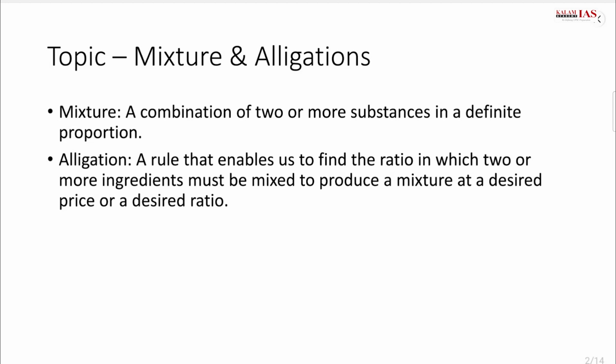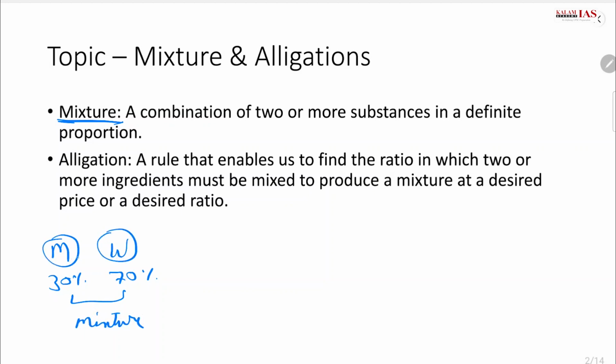So what is a mixture? It is a combination of two or more substances in a definite proportion. Suppose we have two things, milk and water. If we take 30% milk and 70% water and mix them, it will be a mixture. So it is a mixture of two or more substances, milk and water here, in a definite proportion. Proportion is 70% and 30%. So whatever we get, it is a mixture.